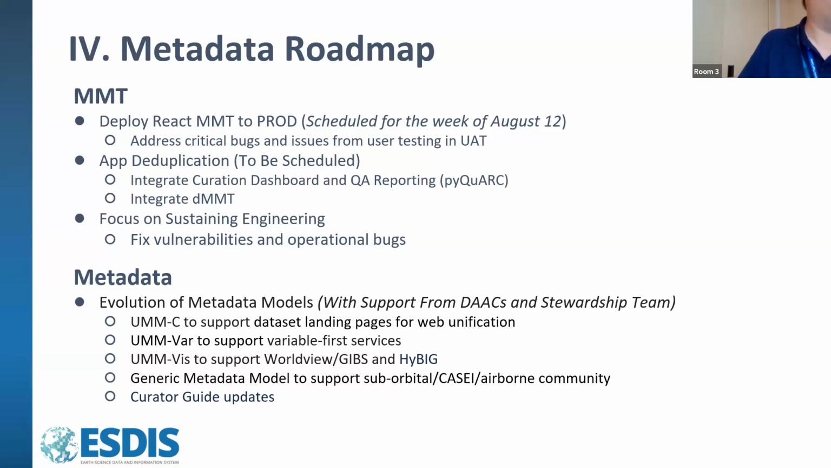The metadata roadmap, I'm not going to talk too much about this, but we're going to have a metadata panel here in a few minutes to talk about some of the evolution of the models. We have UMM-C. There are going to be some changes coming up to that for dataset landing pages, UMM-Var for variable-first services, UMM-Vis to support some of the use cases from Worldview and GIBS. And this other one, right now we're still calling a generic metadata model. This is for suborbital, field campaign, and airborne. And then corresponding documentation updates for that as well.